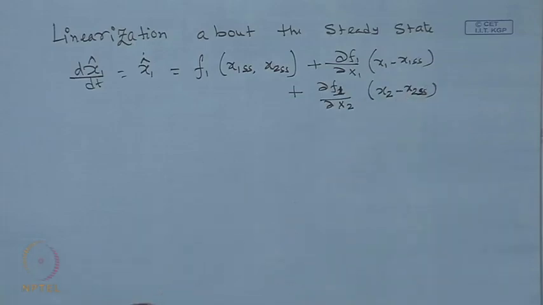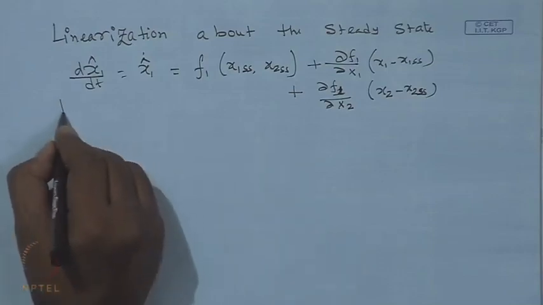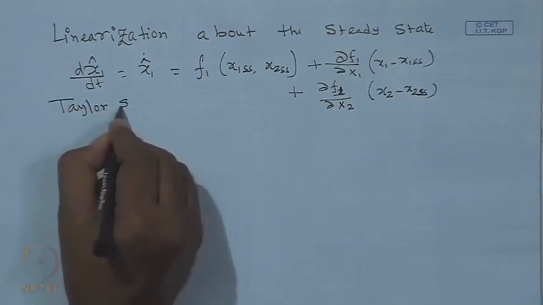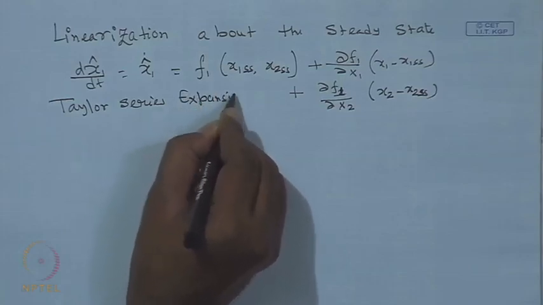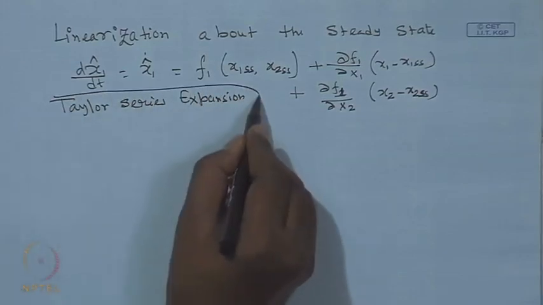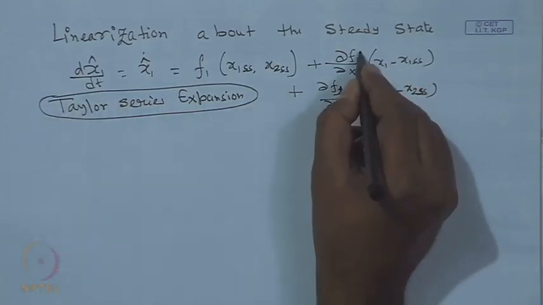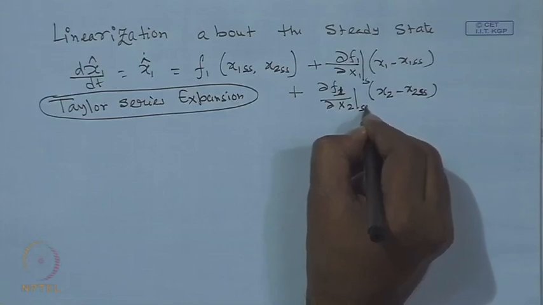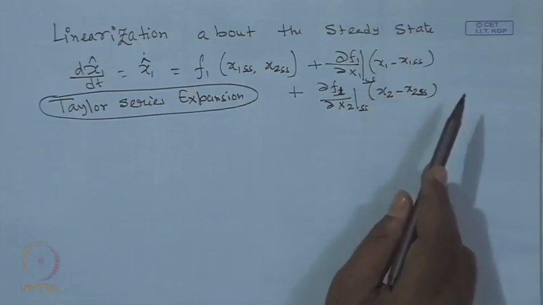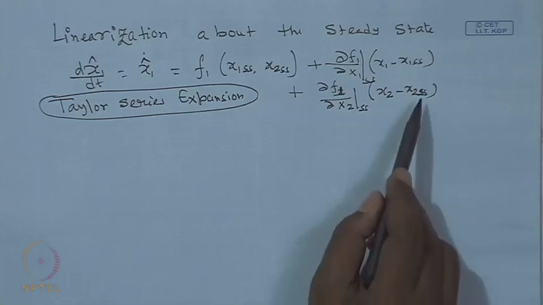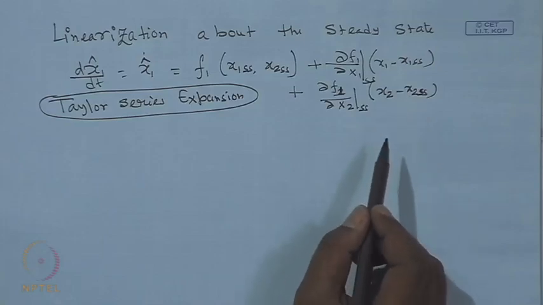We give a slight deviation about the steady state. So, we linearize this by Taylor series expansion and retain only the first term of the expansion, and these derivatives are evaluated about the steady state. So, we retain the first term of the Taylor series expansion and delete the higher order terms, because the deviations are extremely small compared to the steady state.